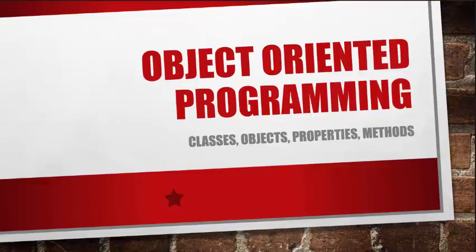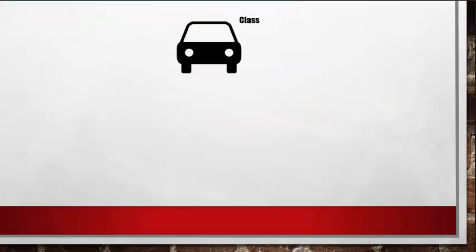Let's introduce ourselves to the idea of object-oriented programming and start talking about things like classes, objects, properties, and methods, and start to get comfortable with what those things might be. So I'm going to start with the example of a car, and I'm going to say this little black car that we have is a class. This little black car is a generic or abstract model of what a class or a car looks like.